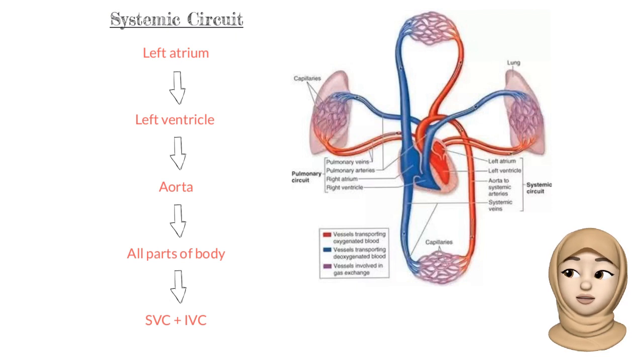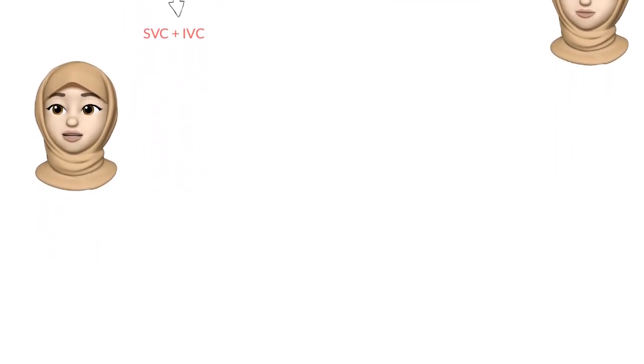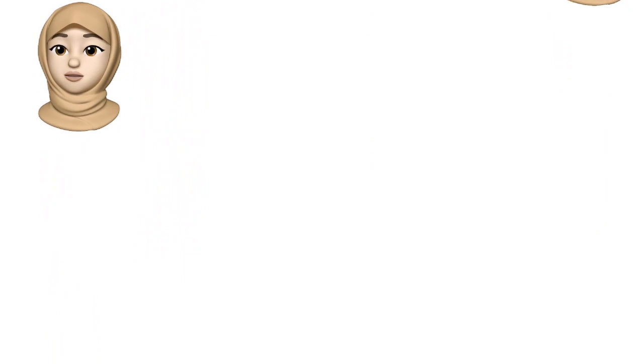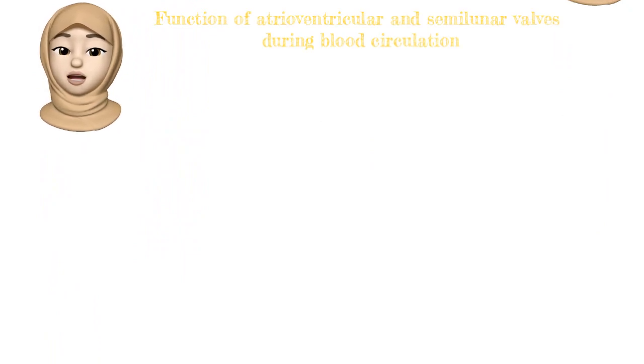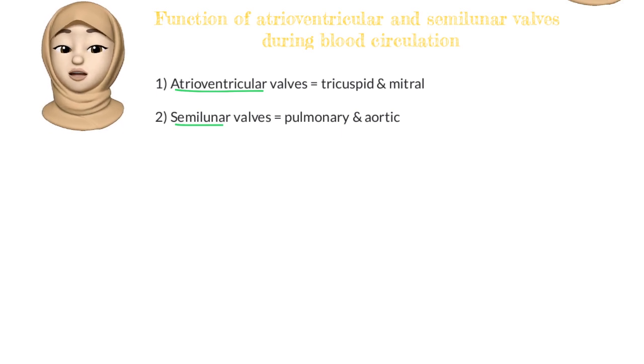We'll now look at the systemic circuit. The aorta is responsible for pumping oxygenated blood to all parts of the body. The superior and inferior vena cava are responsible for draining the deoxygenated blood and returning it to the right atrium of the heart. The atrioventricular valves and semilunar valves play an important role during blood circulation. The atrioventricular valves are your tricuspid and mitral valves, and your semilunar valves are your pulmonary and aortic valves.